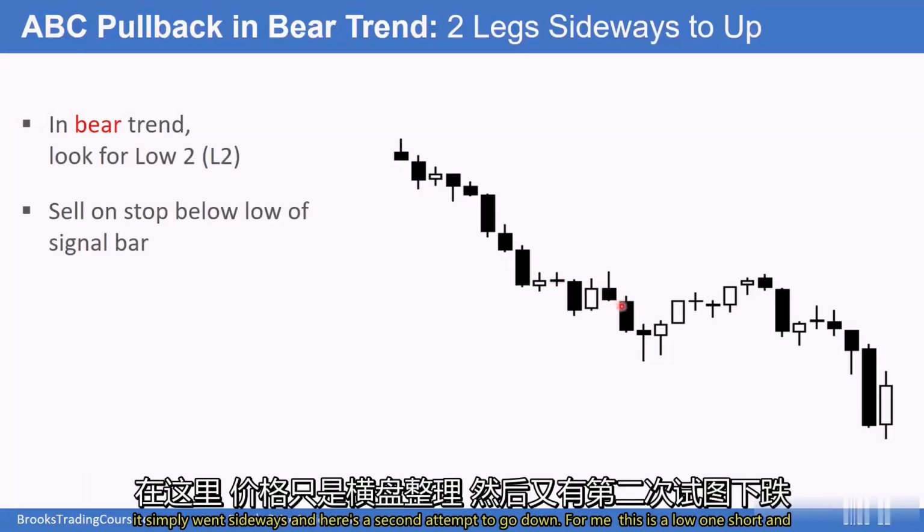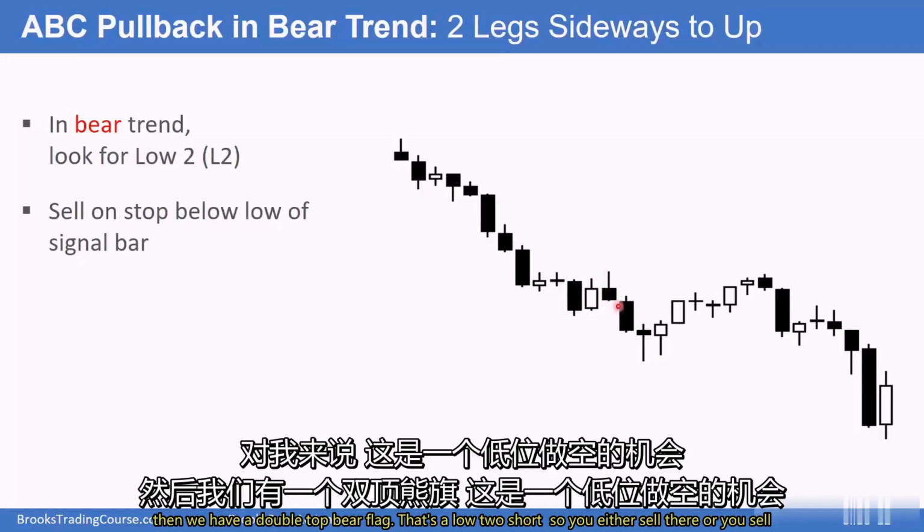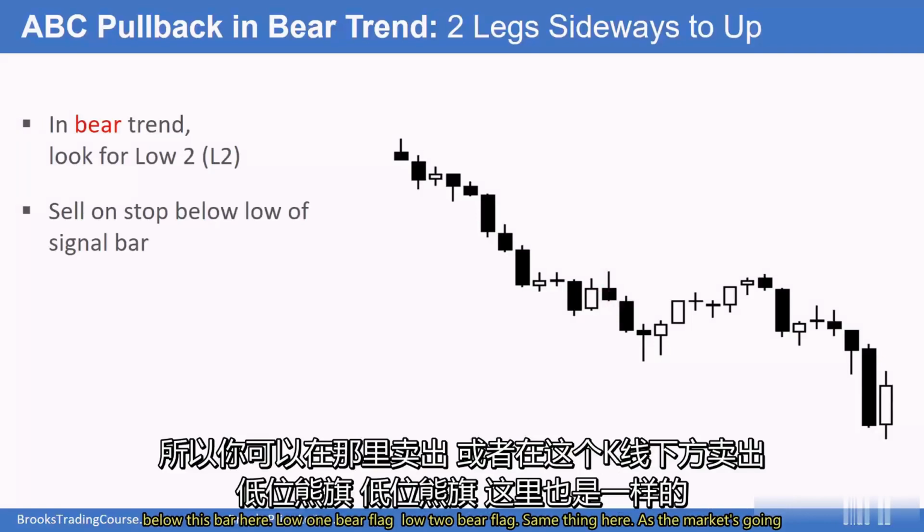Here, it simply went sideways, and here's a second attempt to go down. For me, this is a low one short, and then we have a double top bear flag. That's a low two short. So you either sell there or you sell below this bar here.